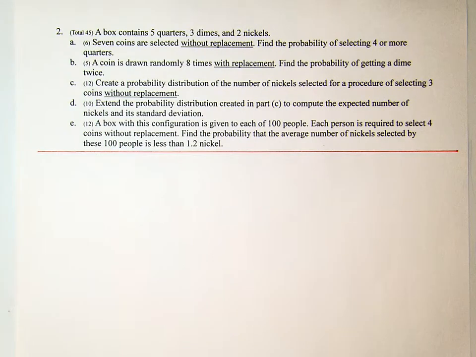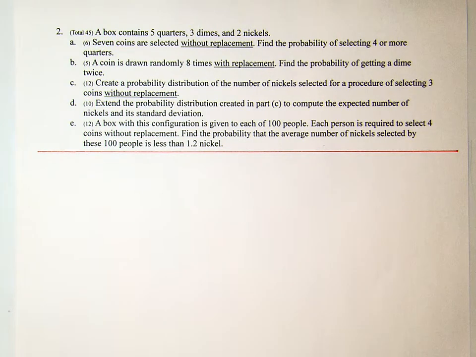The following is from summer 2007, Math 227, final number 2. In this video, I will do part A and part B. I will do part C and D on a separate video and part E on another video. Okay? Number 2, a box contains 5 quarters, 3 dimes, and 2 nickels.